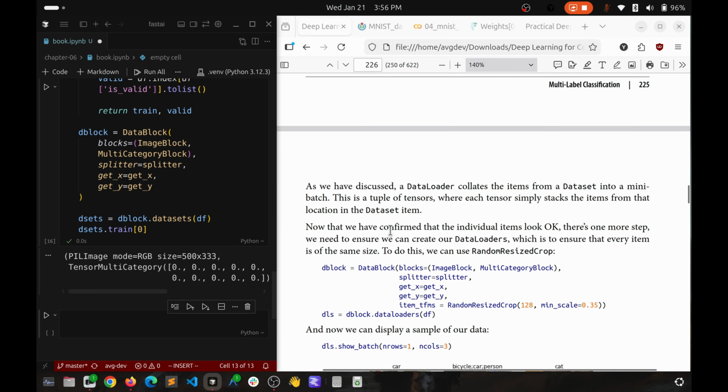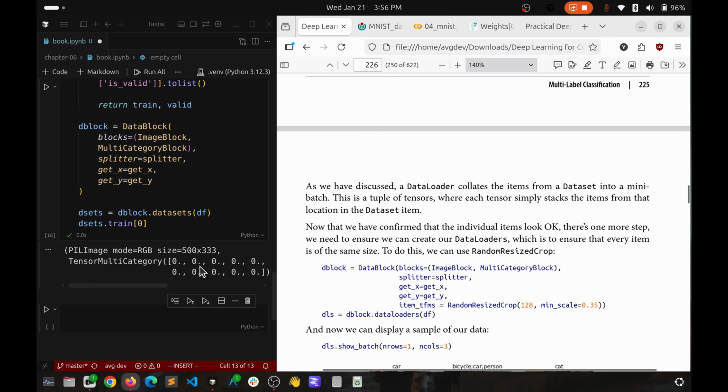Let's see here. As we have discussed, a data loader collates the items from a dataset into a mini batch. This is a tuple of tensors, where each tensor simply stacks the items from that location in the dataset item. Now that we have confirmed that the individual items look okay, there's one more step. We need to ensure that we can create our data loaders, which is to ensure that every item is of the same size. To do this, we can use random resize crop.